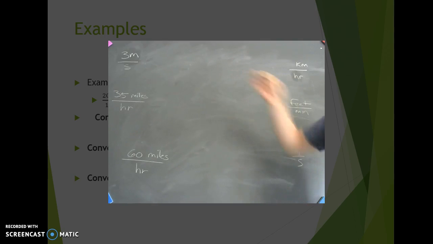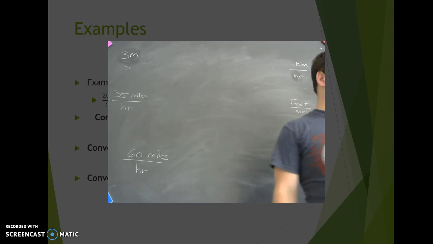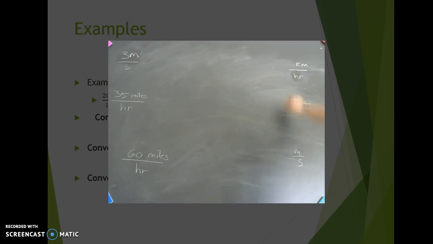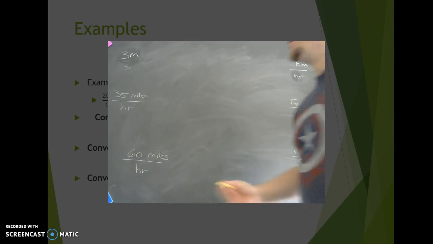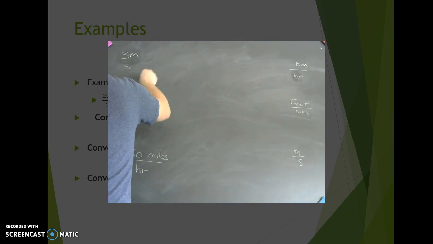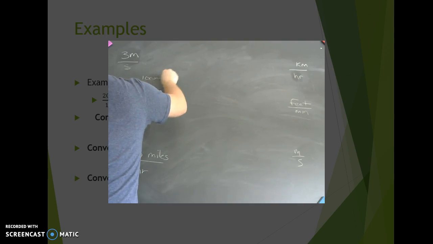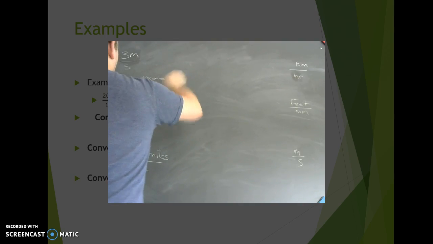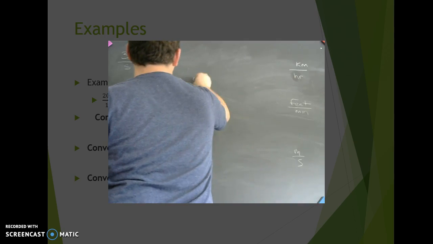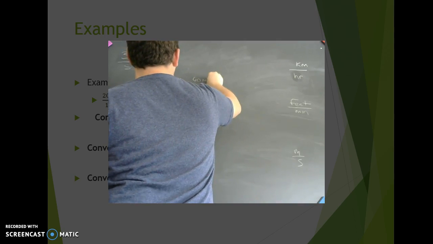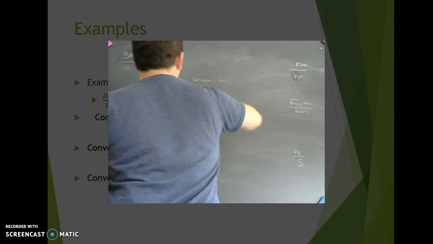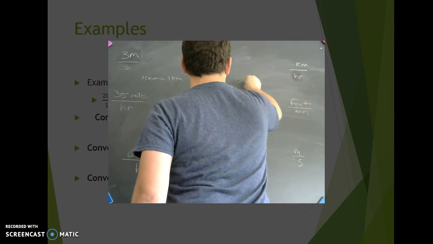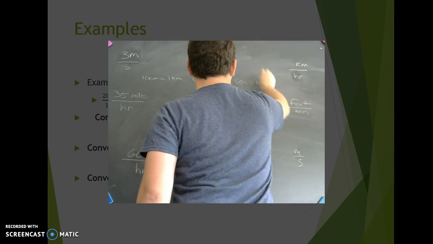Okay, let's look at our first example over here, 3 meters per second, and we're going into kilometers per hour. All right, so looking at our situation here, we have a few conversion factors we're going to need to use to do this one. We'll need 1,000 meters equals 1 kilometer. We'll also need 60 minutes equals 1 hour, and 60 seconds equals 1 minute.